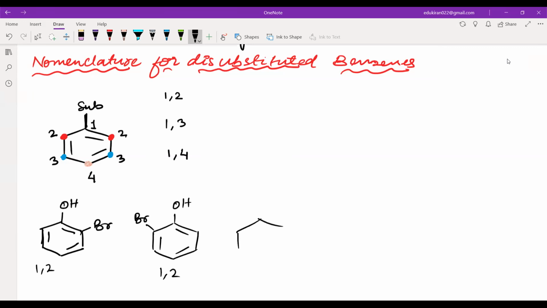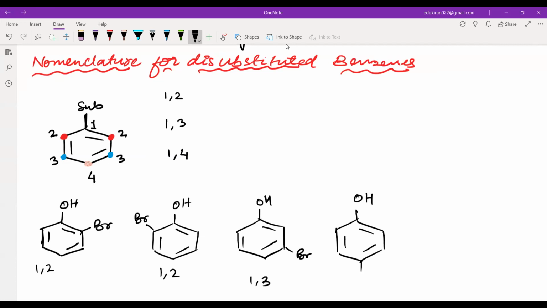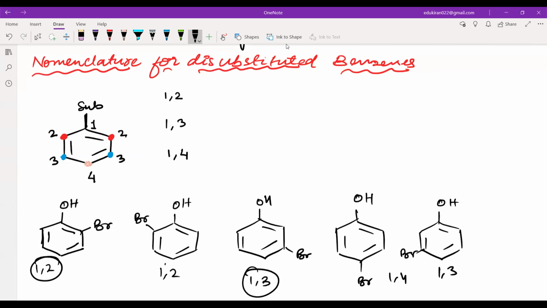If I have OH here and Br here, this will be 1,3. If I have OH here and Br here, it will be 1,4. Similarly, if I have OH here and Br here, this will be 1,3 again. So as you can see, there are only 3 places if you have a disubstituted benzene. It can be either 1,2, or 1,3, or 1,4.